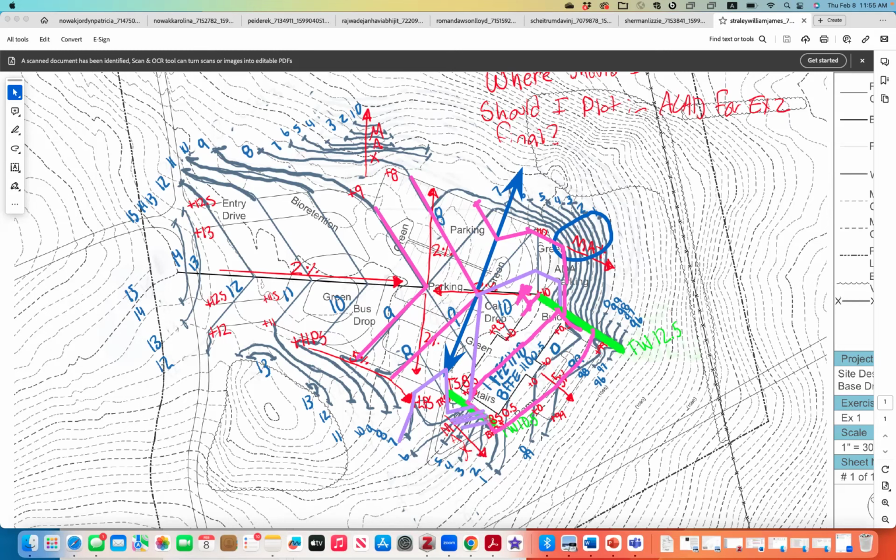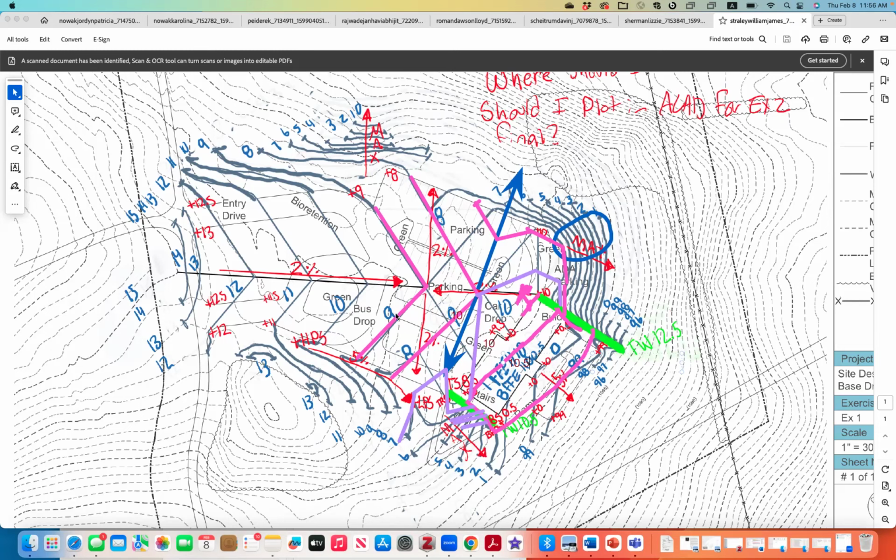Okay, positive drainage. And then 9. We changed our contour number a bit, so this is actually 10. This is 10. You might get to 11 here on your FFE. Or you can, no, 10.5, something like that.